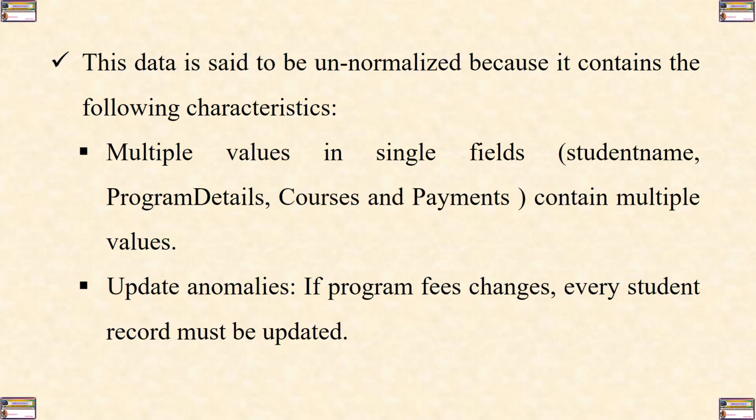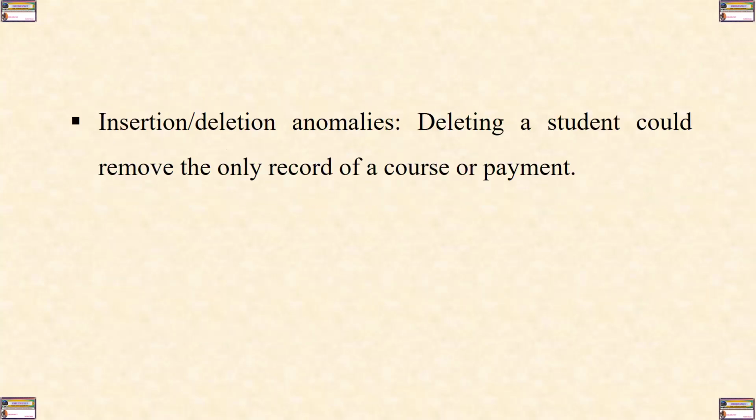Because the fees issues have not been centralized to a specific table, when you make a change in that single table, it is reflected across. In addition, we have what we call the insertion and deletion anomalies. Deleting a single field for a student, like the one for payment, can lead to removal of a lot of information that relates to, for example, payments. So deleting a student could remove the only record of a course or a payment.